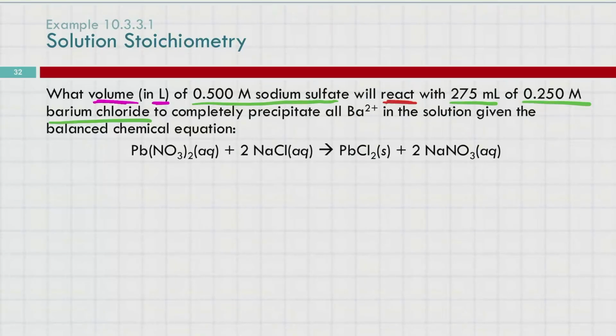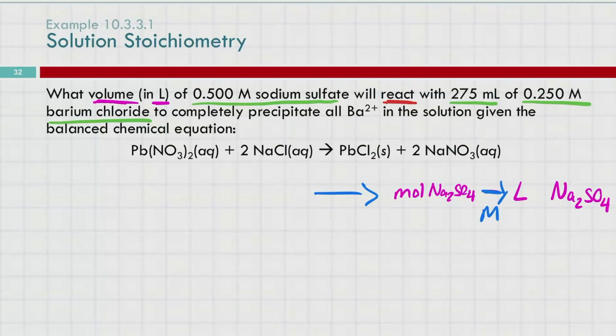We're looking for volume of sodium sulfate. So we're looking for liters of sodium sulfate. How could we get to liters of sodium sulfate? From moles of sodium sulfate. And what would we use to do that step? Molarity. We can use molarity to convert between moles and liters. How would we get to moles of sodium sulfate? What is it reacting with?